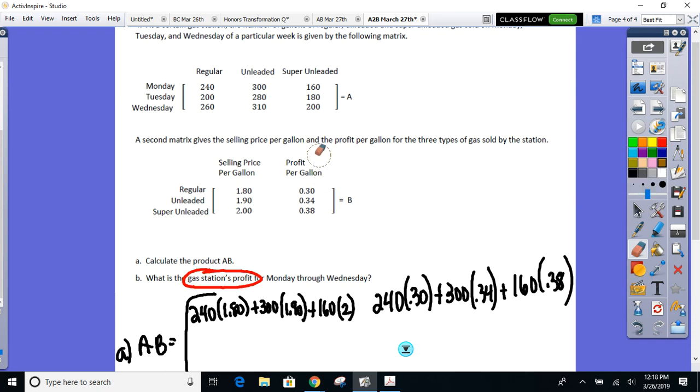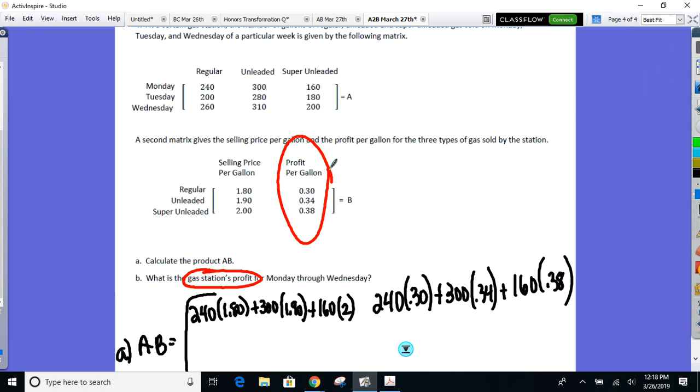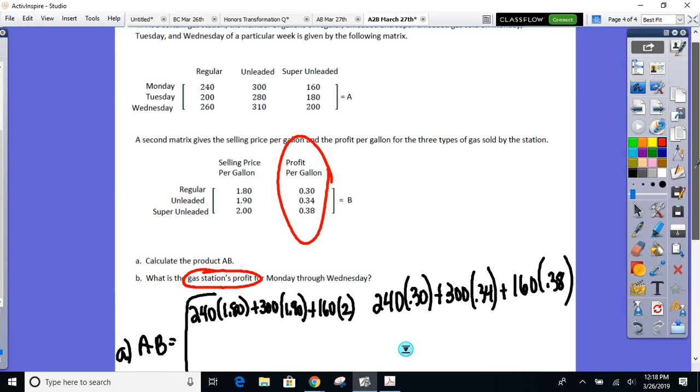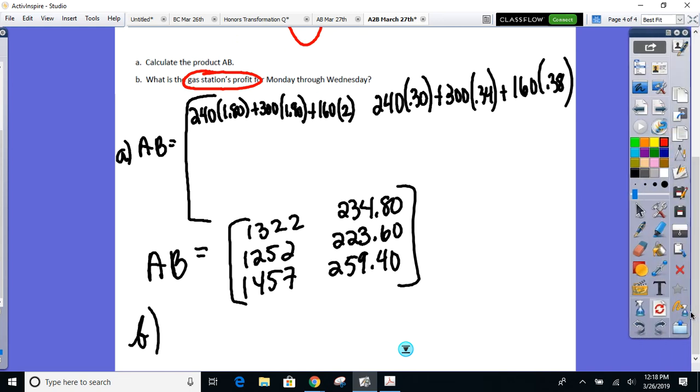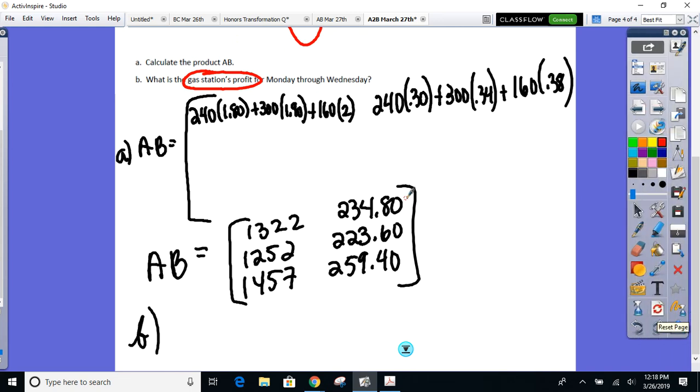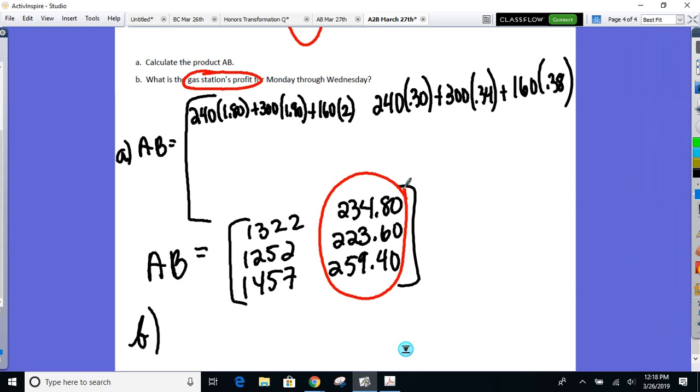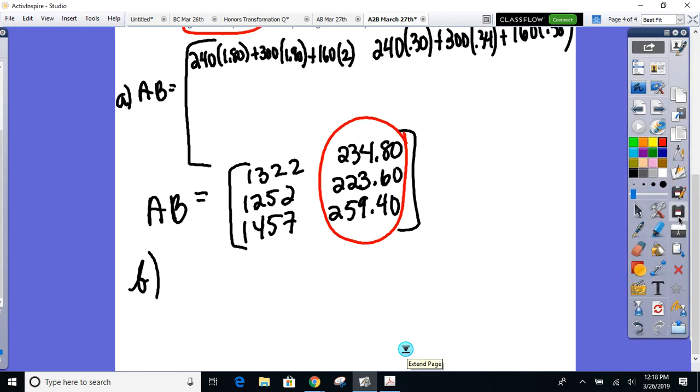And you'll see it's right here, profit per gallon. And if you take a look, that is column 2. So if you go back to our matrix, I want to look at column 2 right here. And the question is asking Monday through Wednesday. The 234.80, that's my profit on Monday, Tuesday, Wednesday. So if you want the total profit, I'm going to have to add those together. So go ahead and add them together.